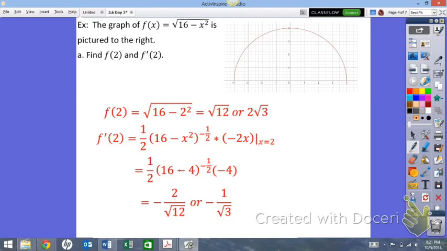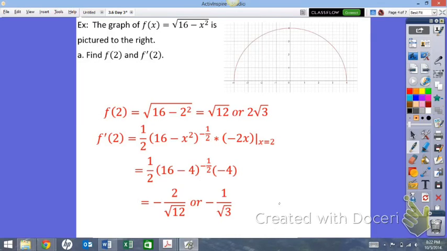And then 16 minus 4 is 12 to the negative 1/2, which means I'm going to drop that to the denominator. And I went ahead and rewrote it as a radical so I could simplify. So again, the square root of 12 is 2 square roots of 3. So if I write it that way, then the 2's would cancel, and I'd have negative 1 over the square root of 3 for the value of f prime of 2.